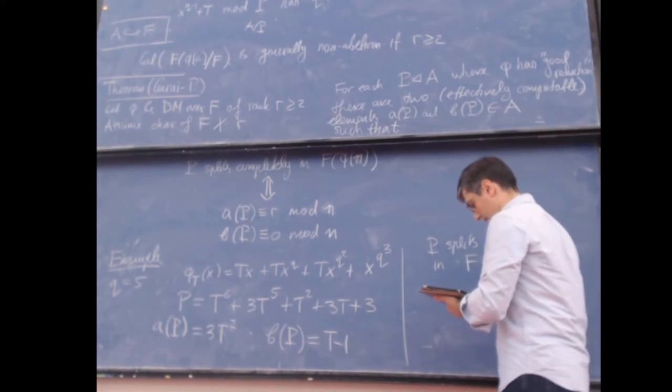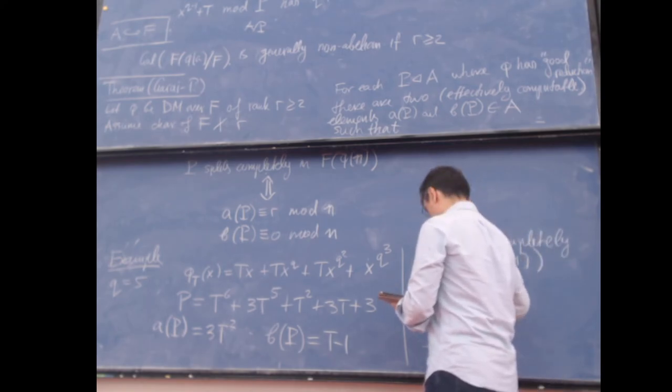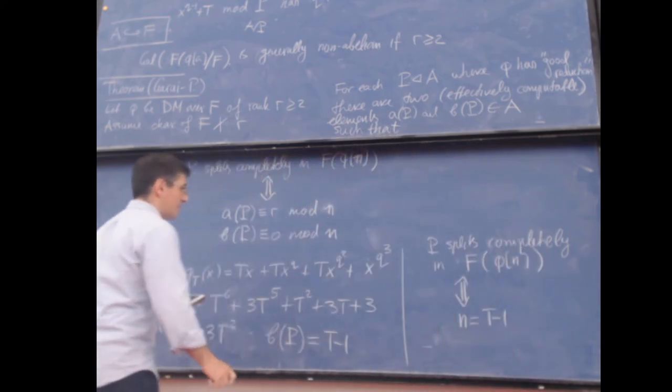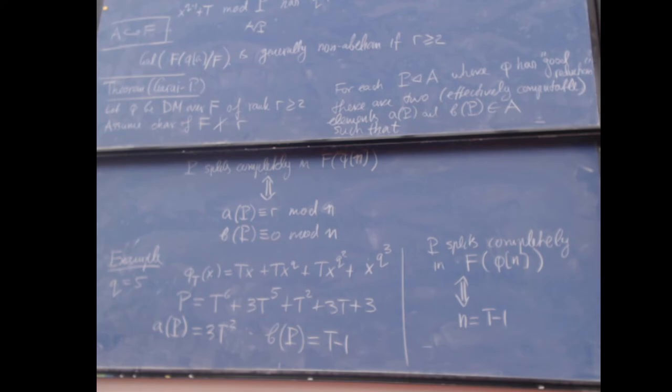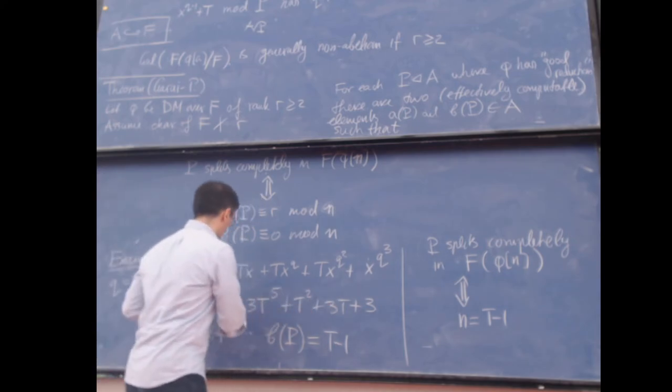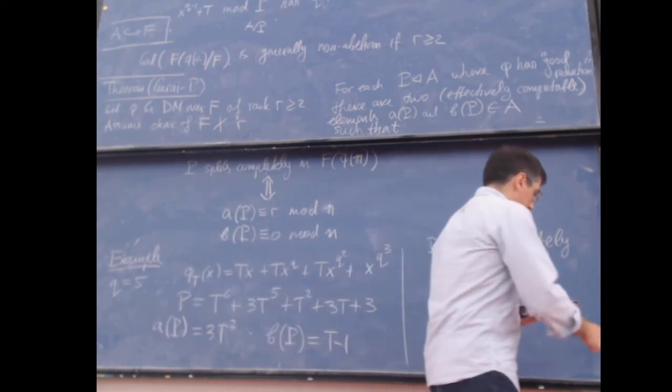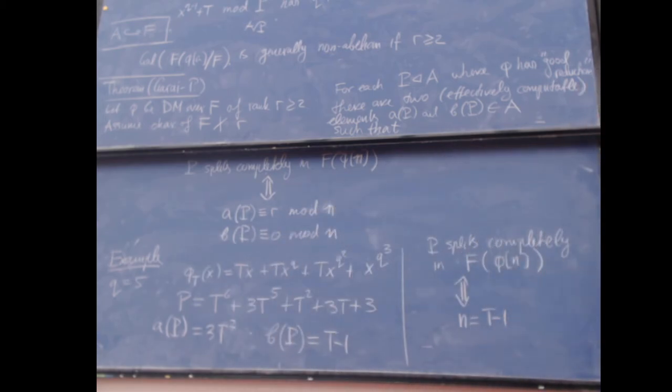Only if n is e minus 1. So this is the only division field where this will split completely, but generally you can determine the splitting. All right, so what are those APs and BPs? Now maybe I should just explain vaguely what the idea is.